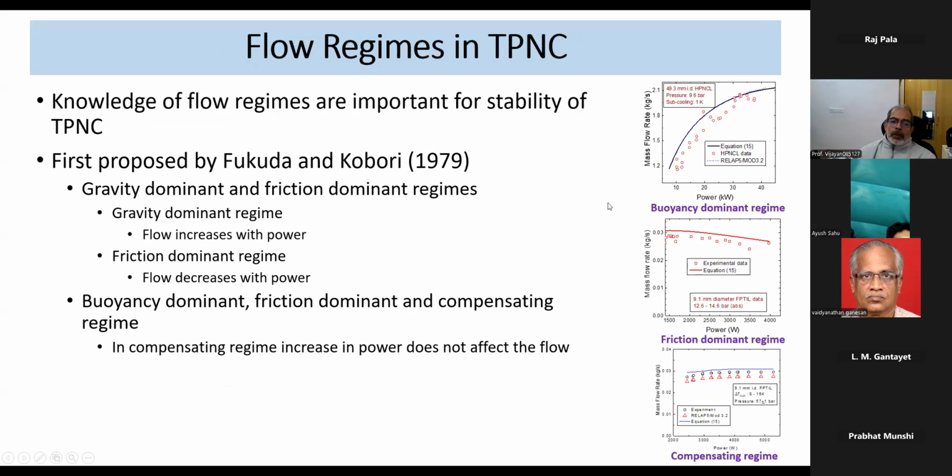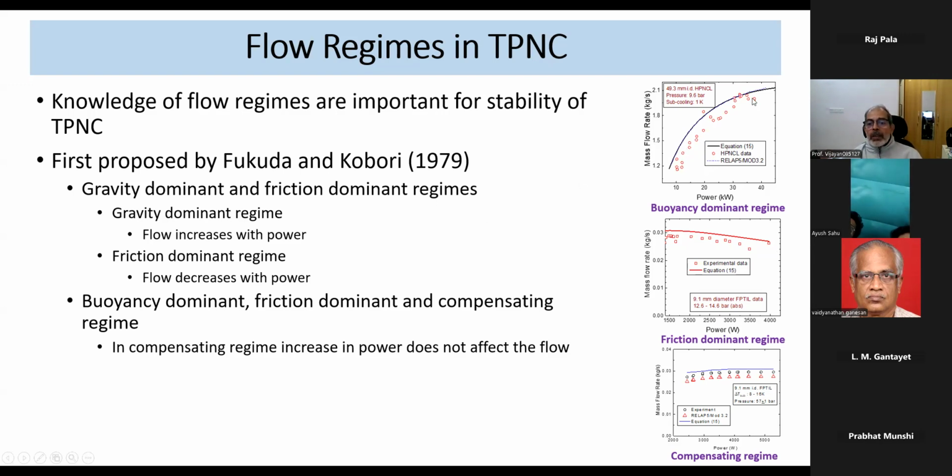Now, one problem with the two-phase natural circulation system is you will find, if you increase the power, you can get a region where the flow rate increases with power. And you can also have a situation where the flow rate decreases with power. And in some cases, you get a situation that the flow rate doesn't change with power. Fukuda and Kobori were the first to observe this. They originally called this region the gravity dominant region, but gravity actually is constant throughout. So we call it the buoyancy dominant region.